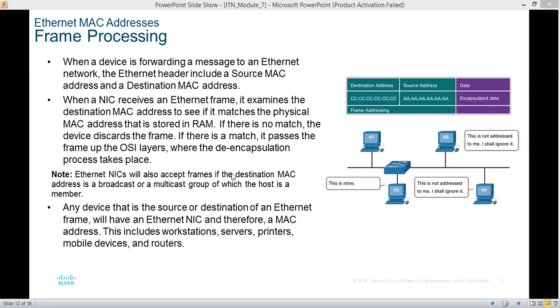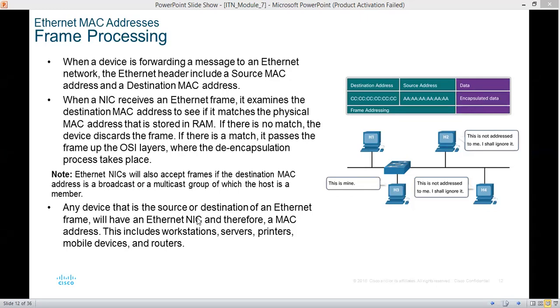So what we're saying here is that at any point in time that information must be sent from the source to the destination, remember that there must be a check to be sure that the source and the destination agree on the fact that the bits must actually be in order. And the Ethernet NIC also accepts a frame if the destination MAC address is a broadcast or a multicast group of which the host is a member. It means it must belong to the same domain.